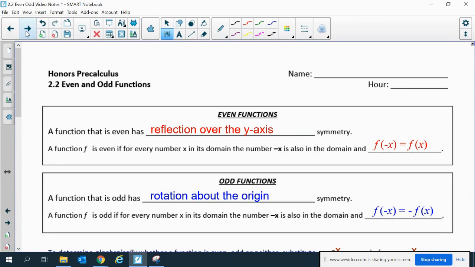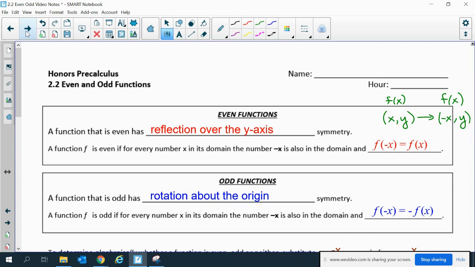So a function is even if for every number x in its domain, the number negative x is also in its domain, and f of negative x is equal to f of x. For odd functions, that means that f of negative x must equal negative f of x. In even functions, if f of x has the point x comma y, it must also have another point: negative x comma y.